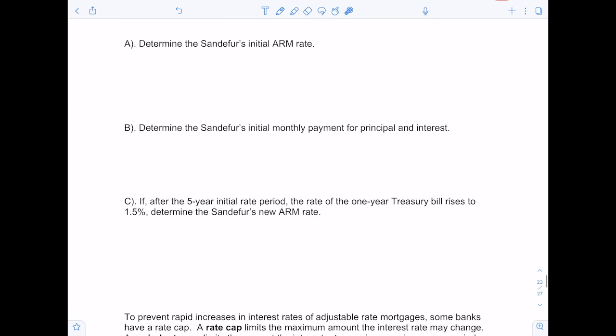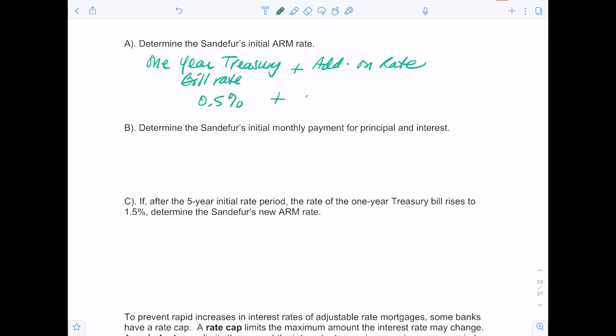So we need to first determine the Sanfors' initial adjustable rate mortgage rate. If you'll recall what you just read, to calculate that, all we're going to do is take the 1-year Treasury bill rate and add on the add-on rate. The 1-year Treasury bill rate was 0.5%, and the add-on rate, if you'll remember, is 3%. So if you add that together, you get the adjustable rate is 3.5%.